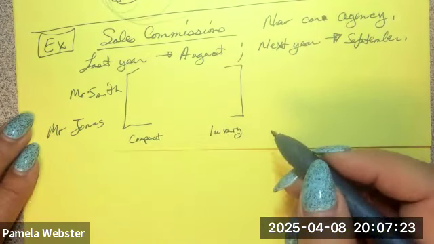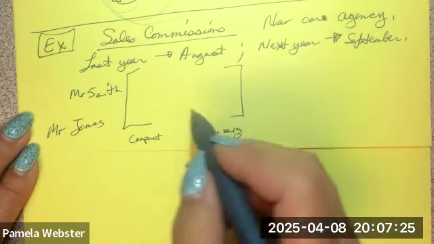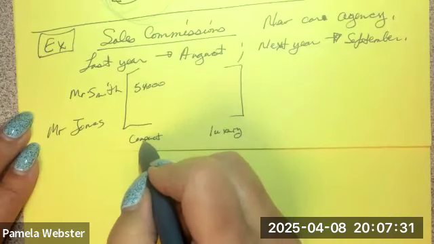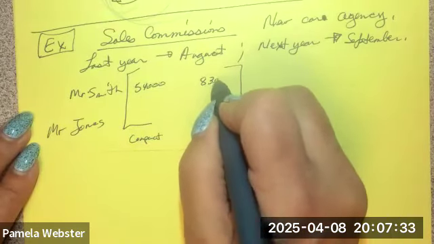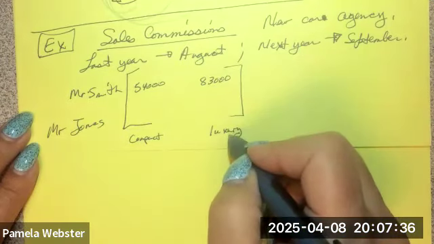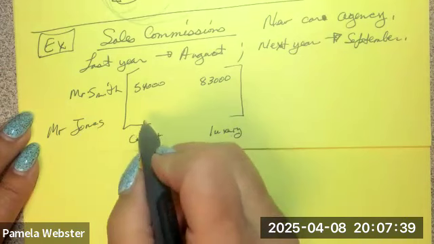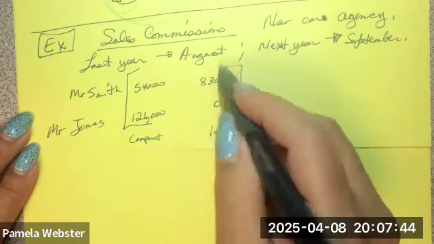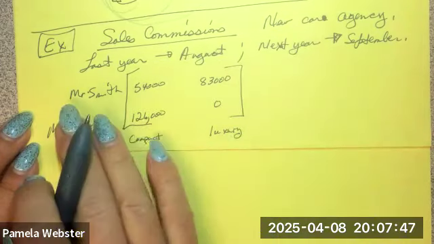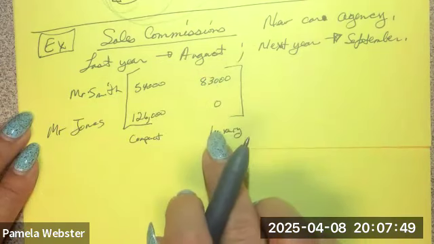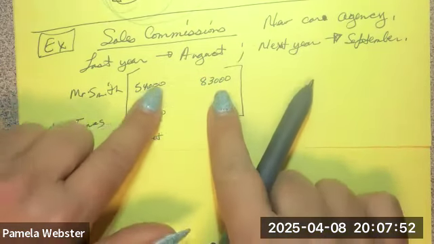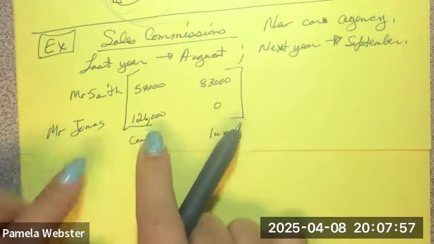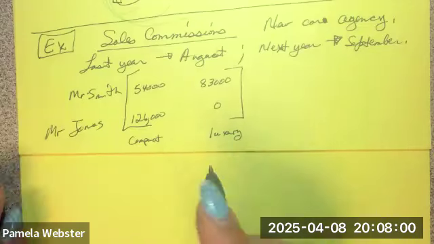And what it says is this is how much Mr. Smith sells. He sells $54,000 worth of compact cars. That's the first column. And he sells $83,000 worth of luxury cars. Mr. Jones, on the other hand, sells $126,000 worth of compact cars, but he doesn't sell any luxury cars. That's how I would read this. Follow them and see where they meet. Where do compact and Mr. Jones meet? Right there. He sold $126,000 worth.